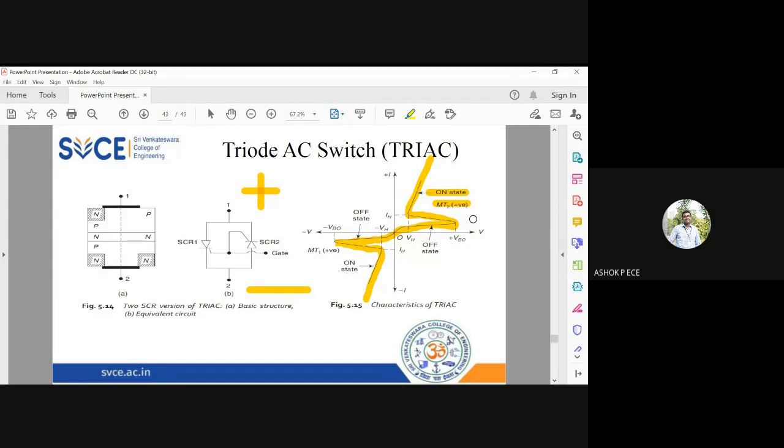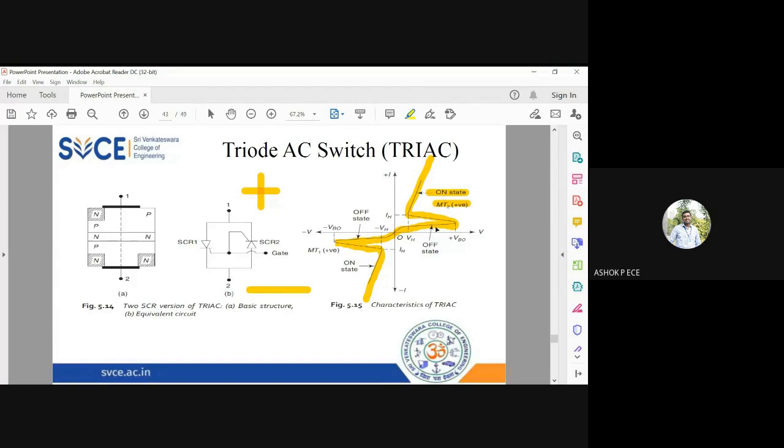Since I am involving SCR, I am going to consider this Triac as a combination of 2 SCRs in parallel. It is understood that if I want to turn off my device, I have to depend only on IH and VH. I should not depend upon the gate voltage. So if you want to turn off the device, either you have to reduce the current below the holding current, or you have to reduce the voltage below the holding voltage.